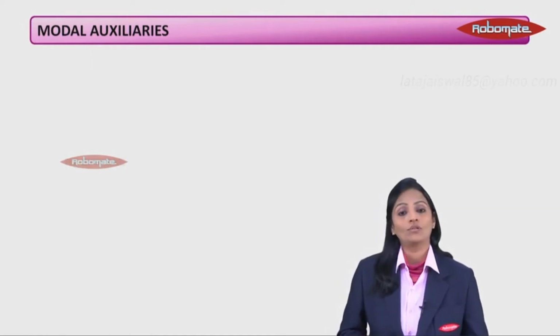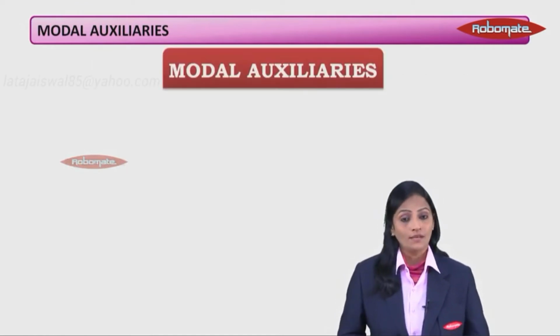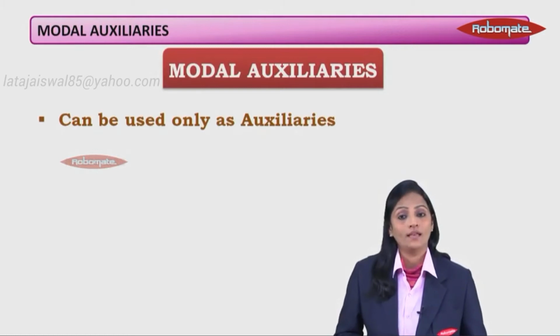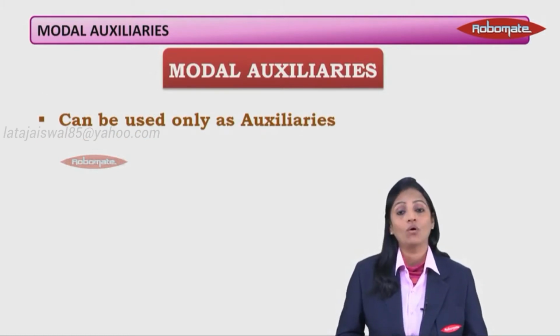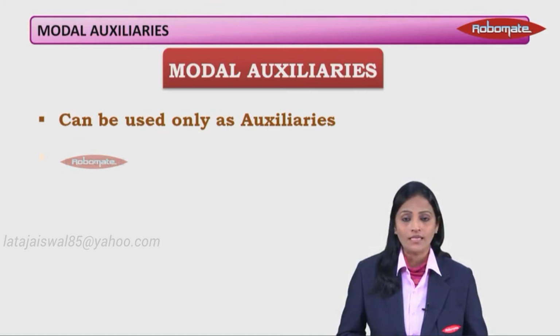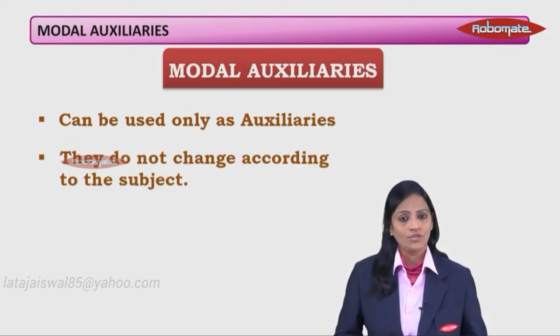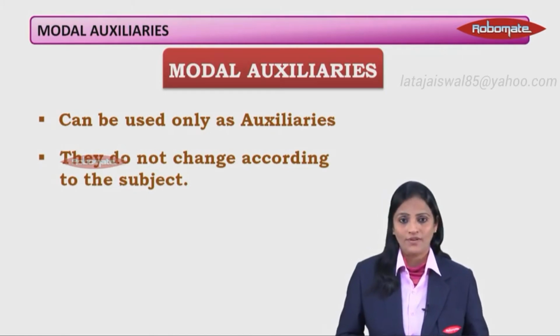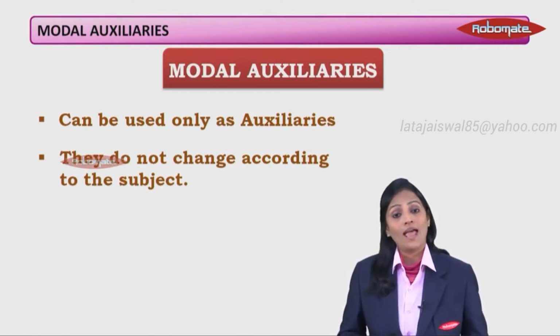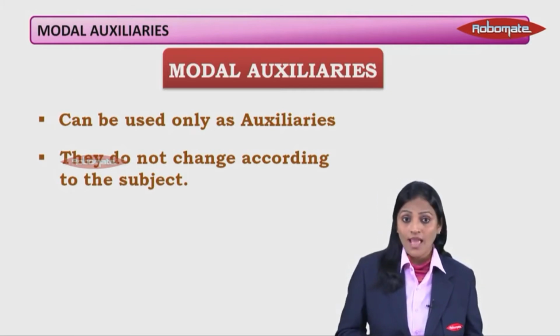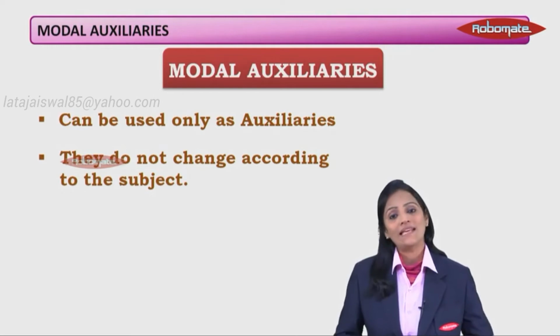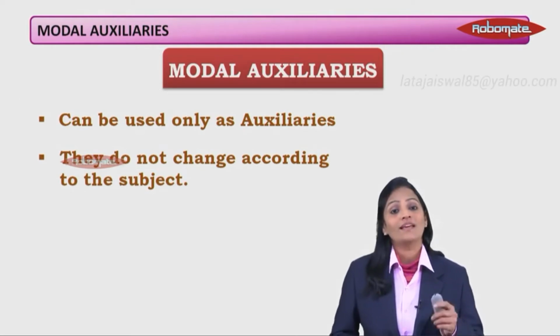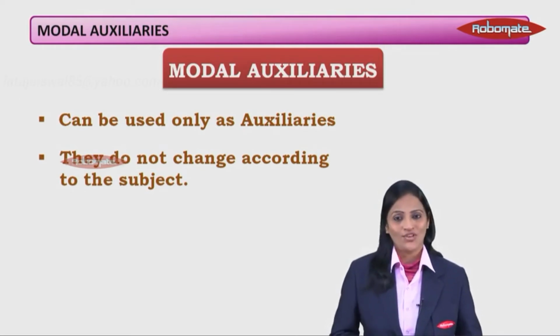And now we go on to the actual topic, that is the modal auxiliaries. Once again, we know that modal auxiliaries can only be used as auxiliaries. They cannot be used as the main verb. They do not change according to the subject. Again, Salman can paint very well. But if I say Salman and Sachin, do we change the can to something else? No. So, Salman and Sachin can paint. So, here the can does not change.